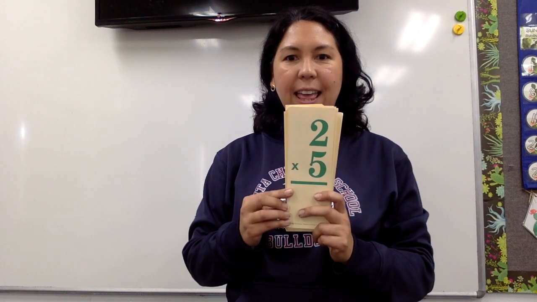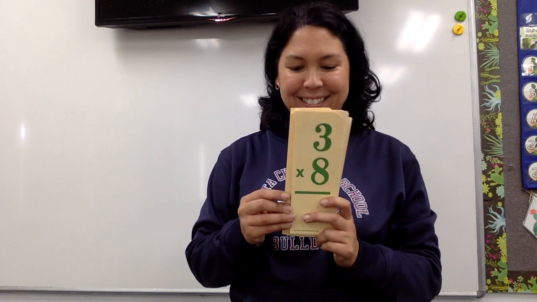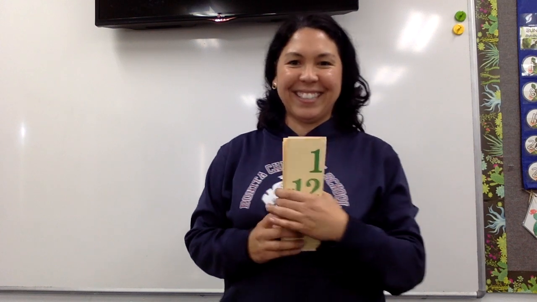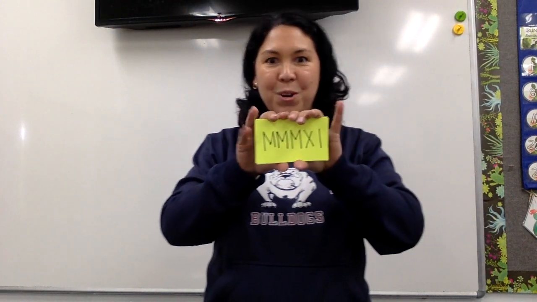Here we go. 120, 20, 10, 56, 24. Last one, 12. All right, how do we do? Good? Okay, let's go to our Roman numerals.